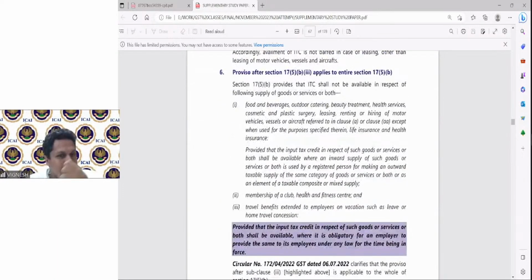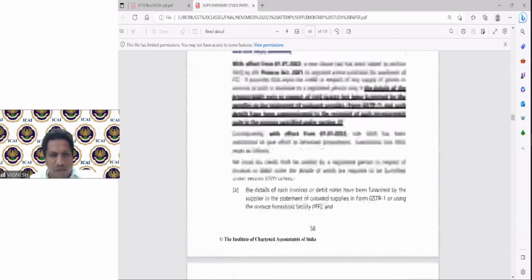Now, the proviso which is given after 17 subsection 5b clause 3 applies to the entire section 17(5)(b). If you look at that proviso, you will feel that maybe it is applicable only to point number 3 of 17.5b. If you go to 17 subsection 5b, there are totally 3 items. What are the 3 items? The first one: food and beverages, outdoor catering, beauty treatment, health, cosmetic, leasing, renting, all that. Then, provided ITC shall be available where inward supply is used for making outward supply as a principal or composite supply. I think till here it is clear.